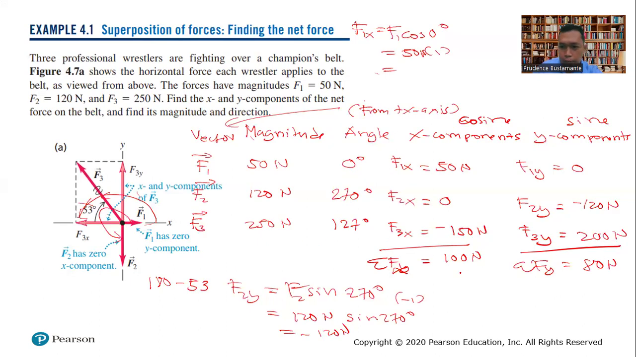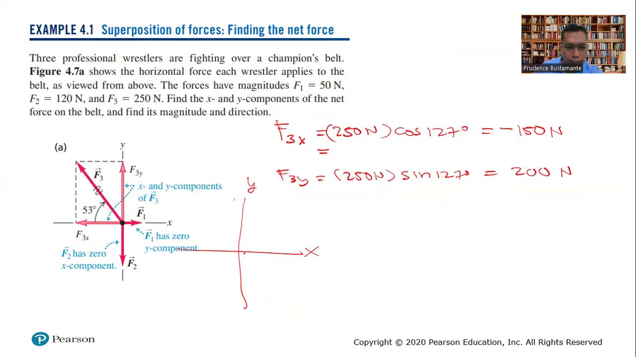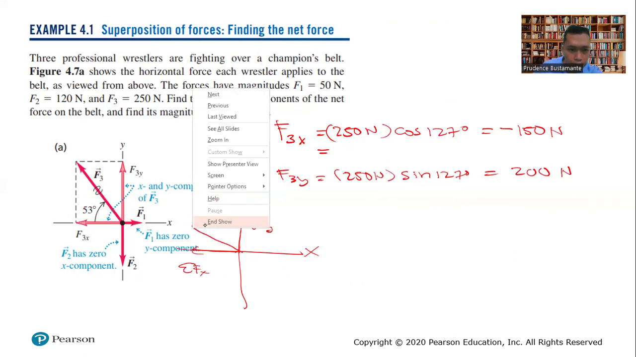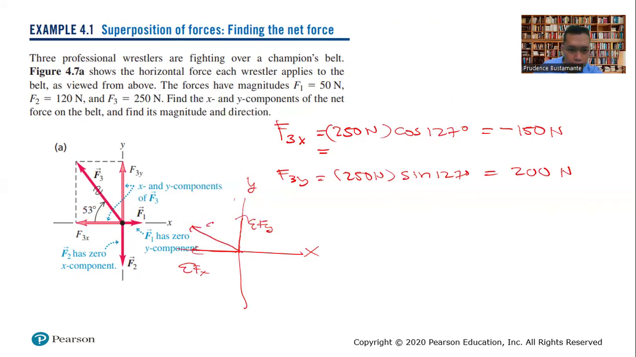So, kung ato na siyang i-graph class, natay diri y, natay x. Okay. So, negative man na siya. Atong x is negative Fx. Atong positive is Fy. So, ang atong net vector is naragi diri dapit.